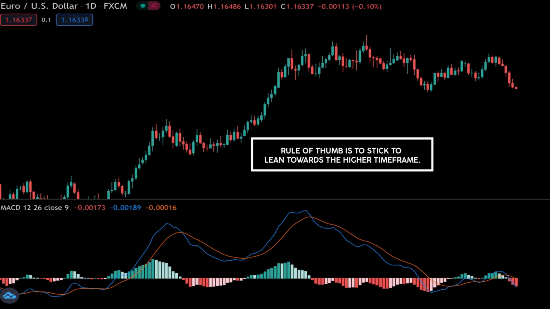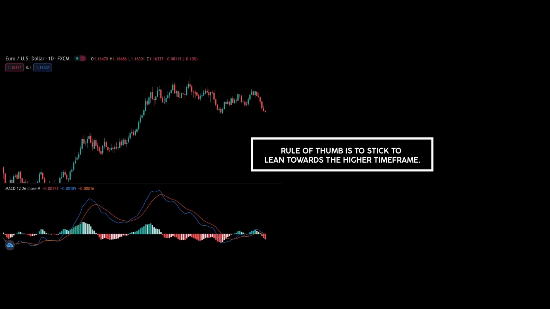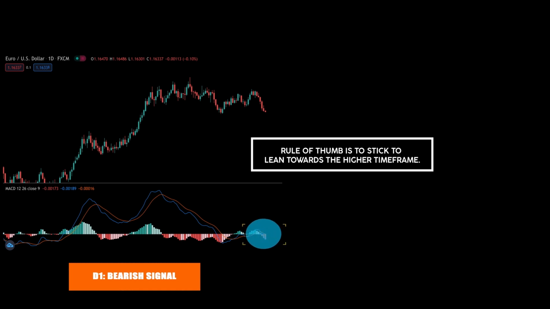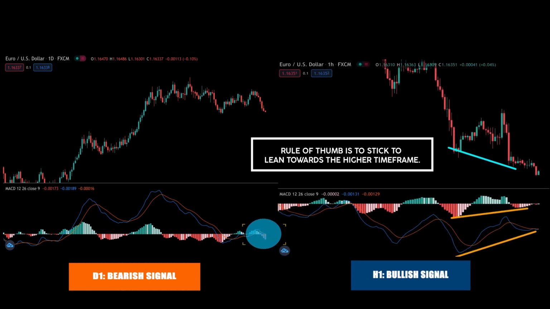The rule of thumb in such cases is to lean towards the higher time frame. For example, if you have a bearish signal in the daily time frame and a bullish signal in the H1, you want to lean towards the daily time frame.